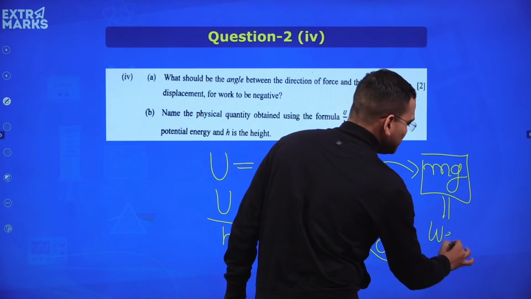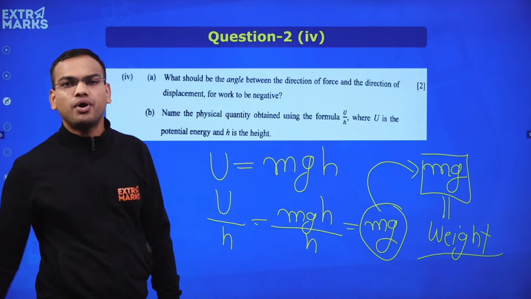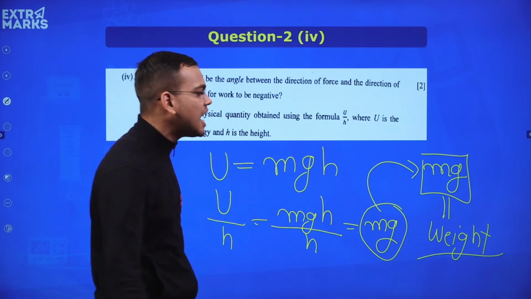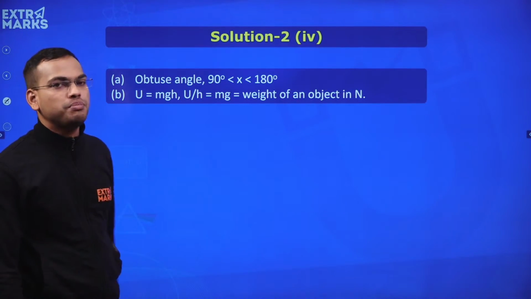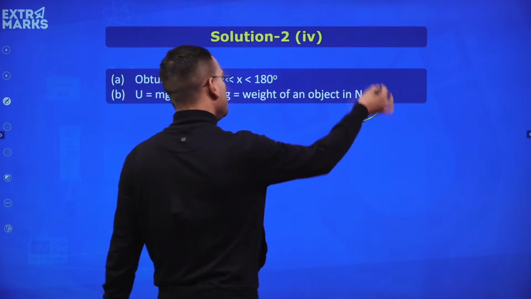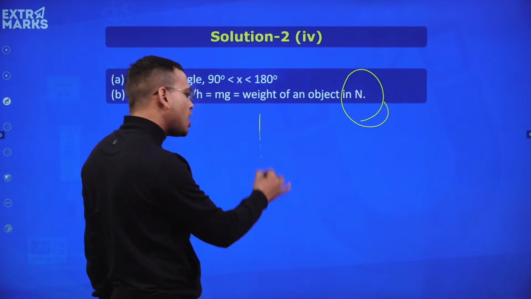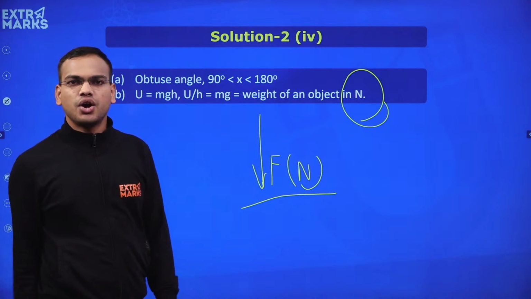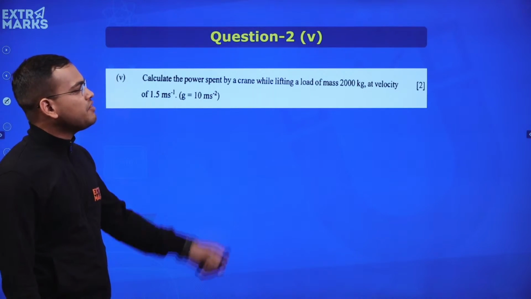Is it equal to weight? Yes. That is the weight of any body. If the mass of that body is multiplied by acceleration due to gravity, that is the weight of that body. So that quantity is the weight of an object, and weight is always measured in Newton. Force, weight is nothing but a force acting in the downward direction, and that is measured in Newton. Got it, everyone? Okay.